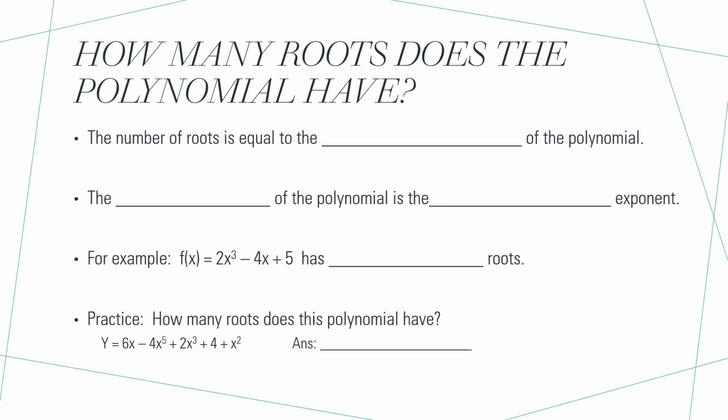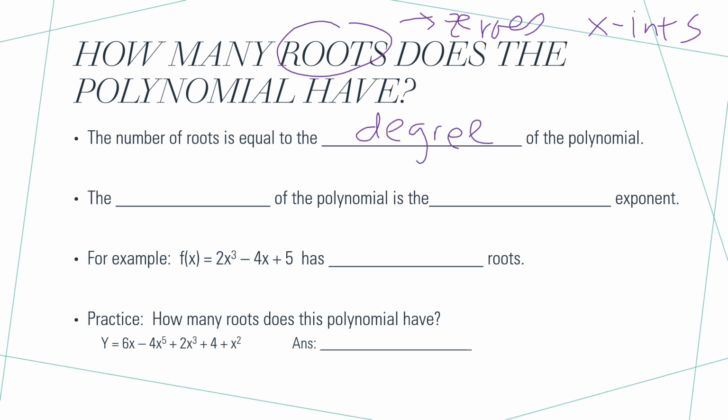All right, so let's look at how many roots, zeros, or x-intercepts. Those are all synonymous words, okay? So roots, zeros, and x-intercepts are all synonymous. The number of roots is equal to what's called the degree of the polynomial. Okay, and so it is literally that simple. Now, of course, we have the vocab issue where I say the number of roots is equal to the degree of the polynomial, and you're like, okay, that's great. What is the degree? Well, the degree of the polynomial is simply whatever the highest exponent is.